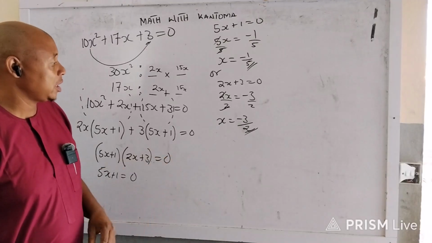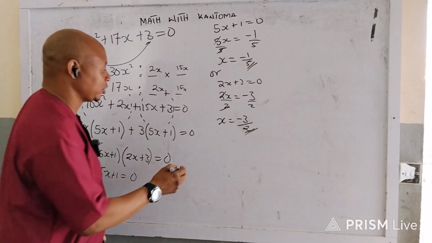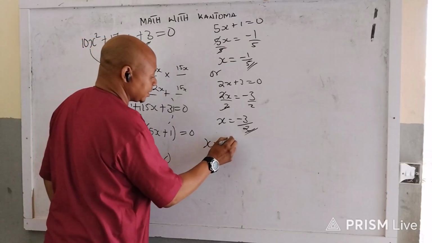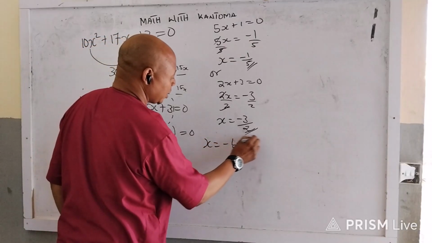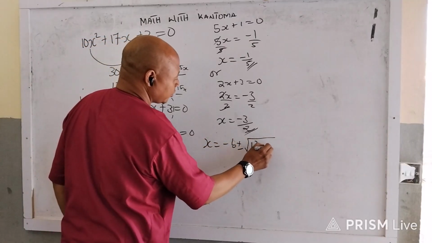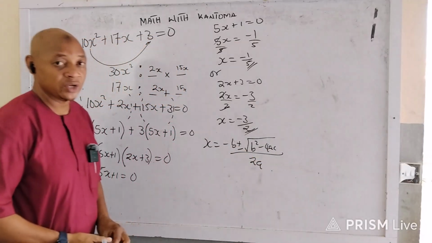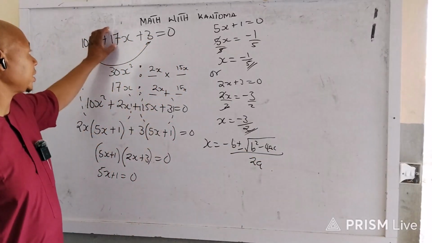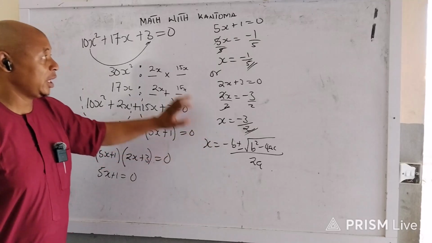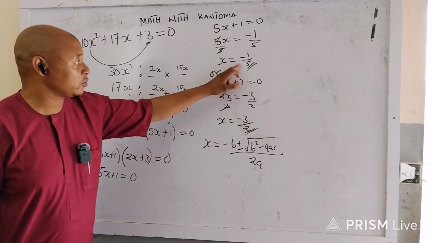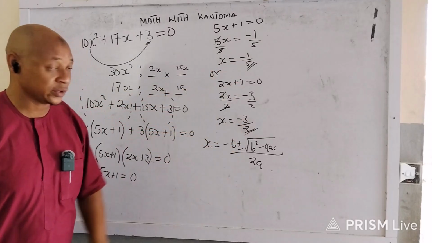So let's see if we are to use the formula method, and we know that the formula is minus b plus or minus square root of b squared minus 4ac all over 2a. So now if this is the formula and we're asked to solve this quadratic equation using the formula, let us see whether we're going to have the same value for x to be minus 1 over 5 or minus 3 over 2.